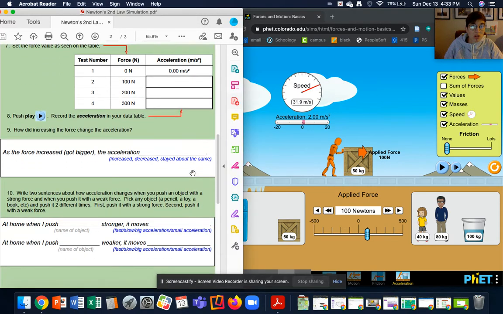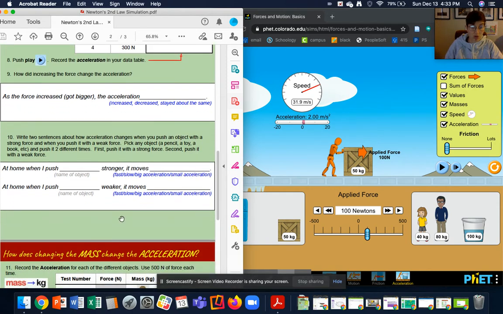Then you're going to answer some questions about what you saw and the information here. So 9 says, how did increasing the force, let me change the force here, what happened to our acceleration? And you're going to complete this sentence. As the force increased or got bigger, the acceleration, and you have some choices here, increased, decreased, or stayed about the same. And you're going to write whatever your answer is here. Then you're going to do a little more writing. Write 2 sentences about how acceleration changes when you push an object with a strong force and when you push it with a weak force.